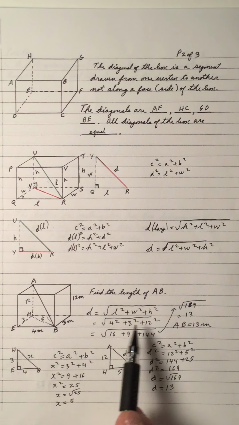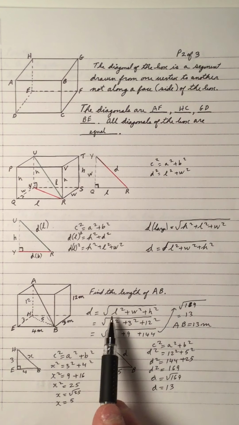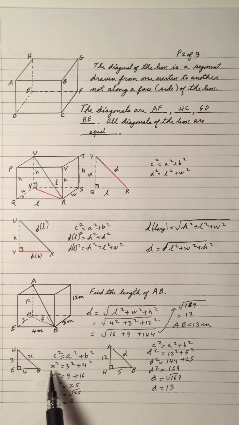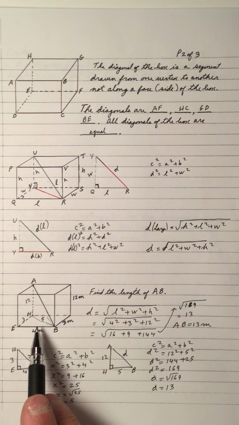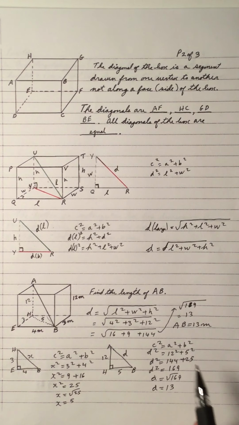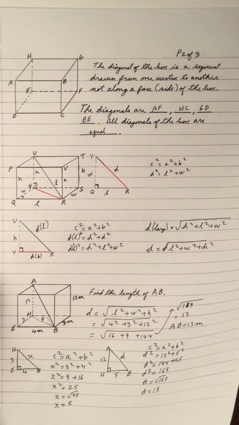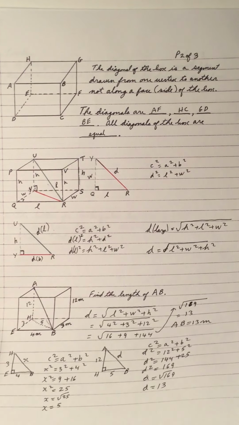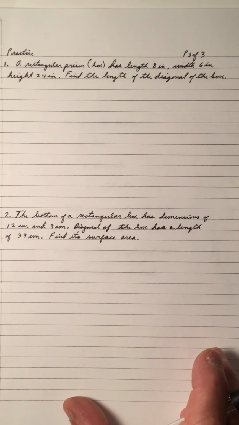So you can find it by using the square root formula here, or you can work them out individually. Work with the diagonal at the bottom and then work with the diagonal of the other triangle going to the middle. So that's an example, working with the diagonal of a rectangular prism.